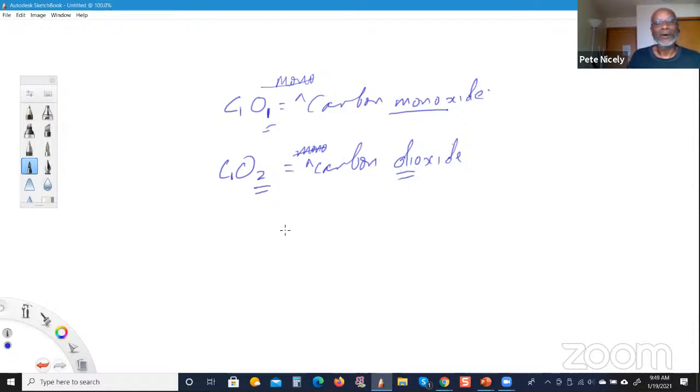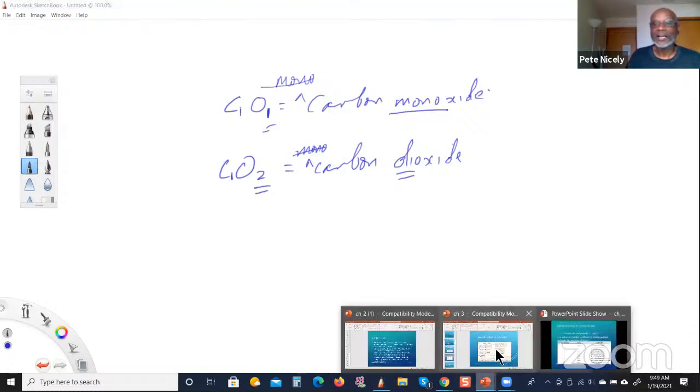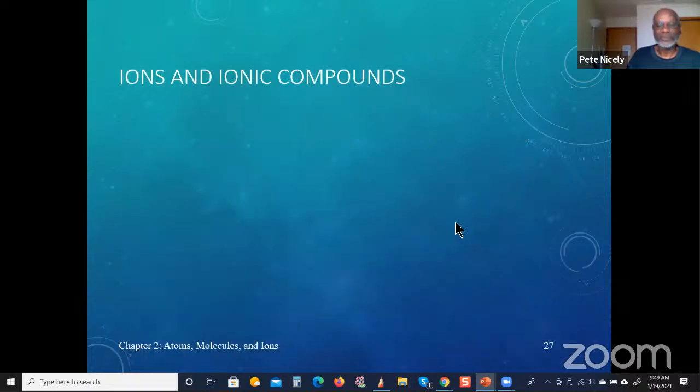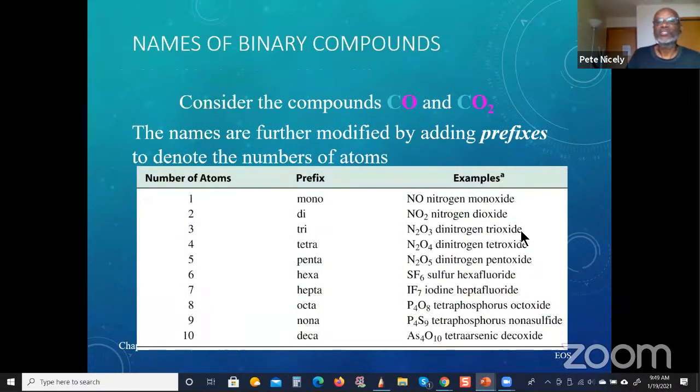However, if you had a compound like this, in fact, let me go back to the PowerPoint. I think I have the example there. Okay, here's one example here. If you have a compound like this, N2O3, in this case, you have to use a prefix for indicating the number of nitrogen atoms, all right? So in this particular case, the name of this compound is dinitrogen trioxide. And a similar thing happened here. The name of this compound here is dinitrogen tetroxide. And in this case here, the name of this compound is dinitrogen pentoxide, all right?